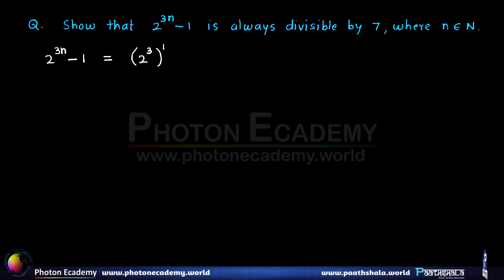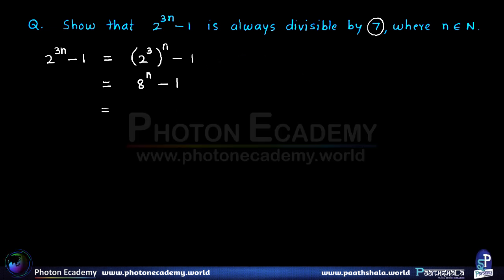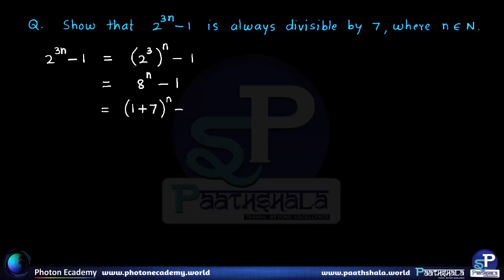Alright. So here to do that, first let us split 3n as 3 into n. So using laws of indices we can definitely write this. Now this further is equal to 8 raised to n minus 1. Alright. Now we see that the number with which we have to check the divisibility is 7, and that is very much close with number 8. They just differ by 1. So therefore we can write this particular 8 as (1 plus 7) whole raised to n minus 1.